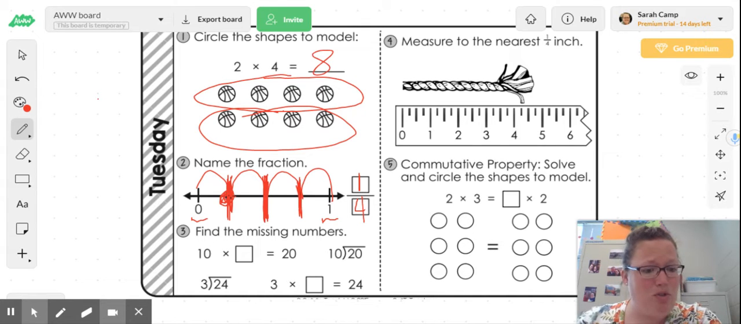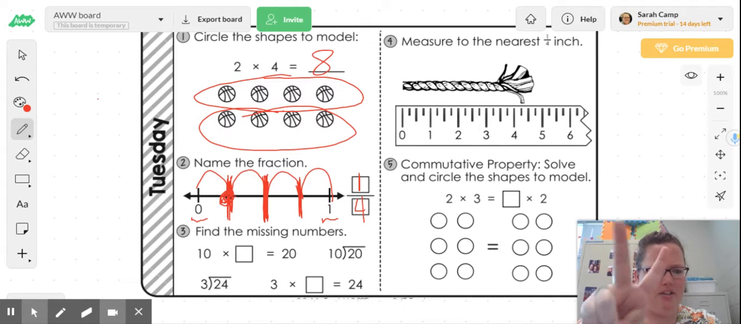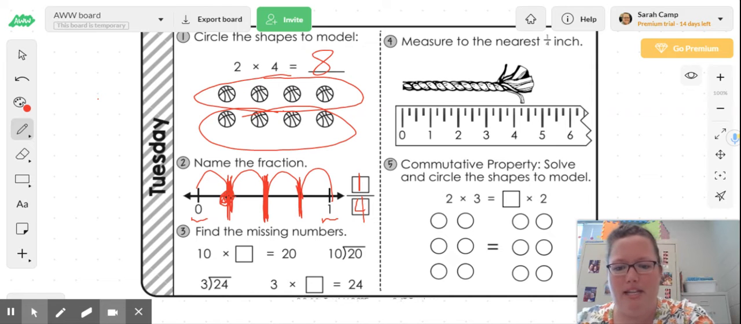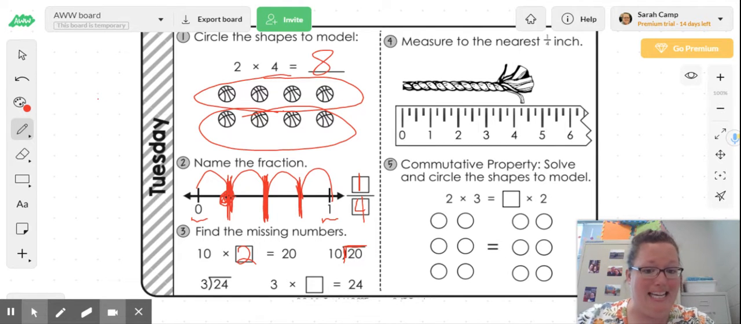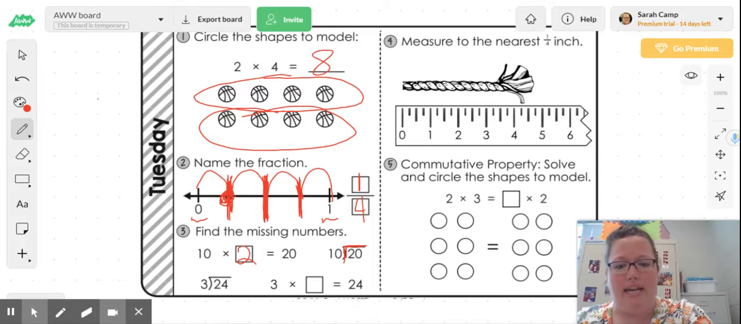All right, so let's talk about this multiplying and dividing on number 3. 10 times something equals 20. 10, 20. It took us 2 times to get there, so we're going to put a 2 right there. Now, this little symbol right next door, that is also a divide symbol. Think about how many times 10 fits inside of 20. It fits inside of there 2 times.